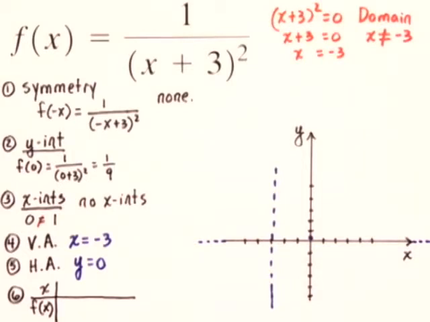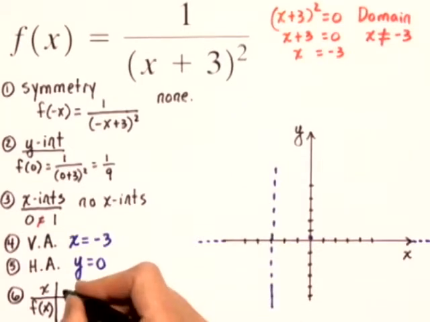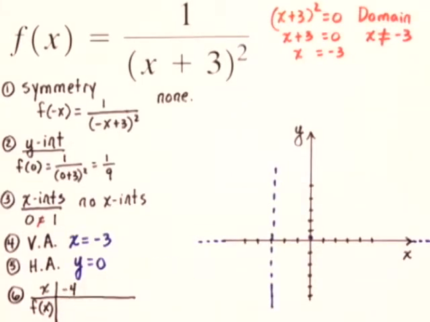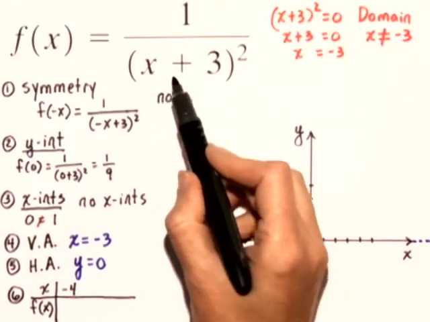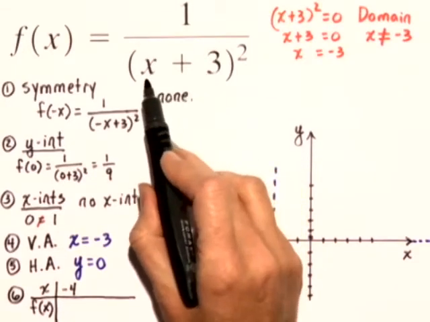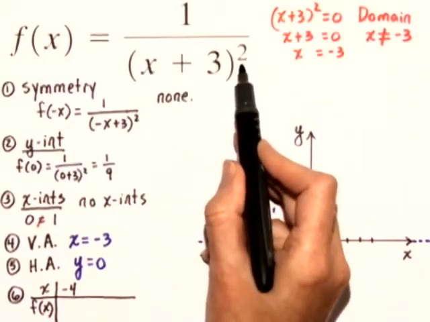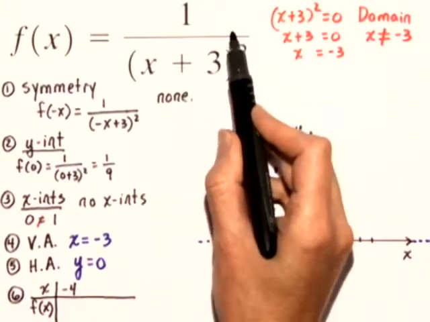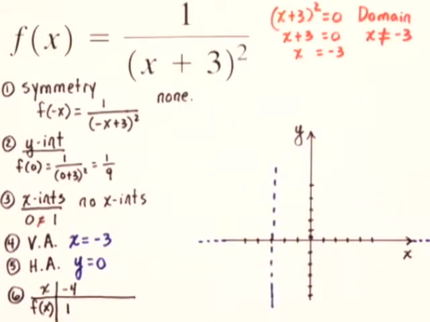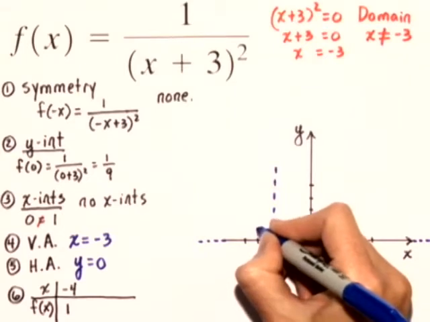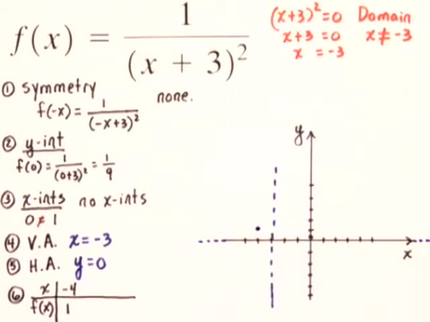So for x, let's pick a value to the left of our vertical asymptote. Since our vertical asymptote is at -3, let's choose the value -4 for x. If we substitute -4 into our original function, in the denominator we have -4 plus 3, which is -1. When we square that, it's just 1. Since 1 over 1 is 1, the function value is 1. So therefore we can say -4, 1 is a point on our graph.